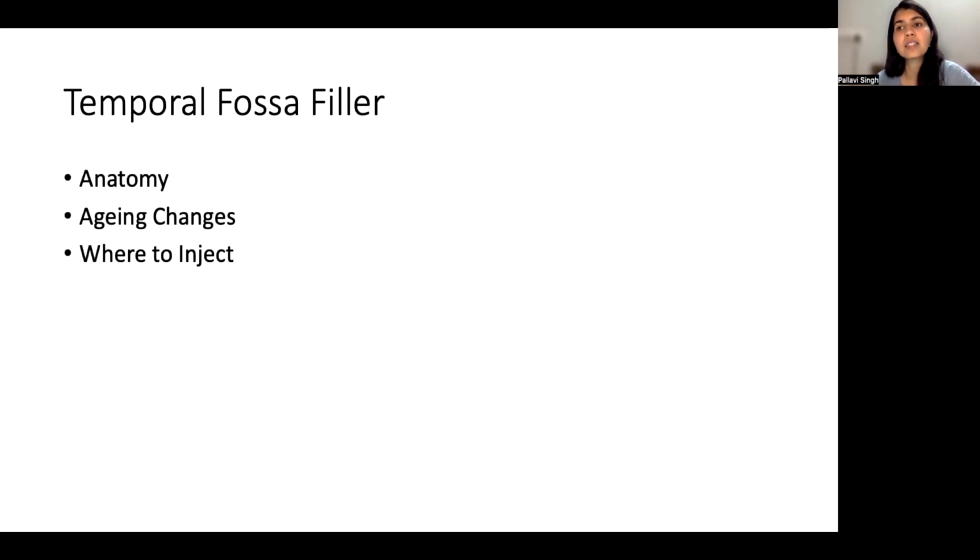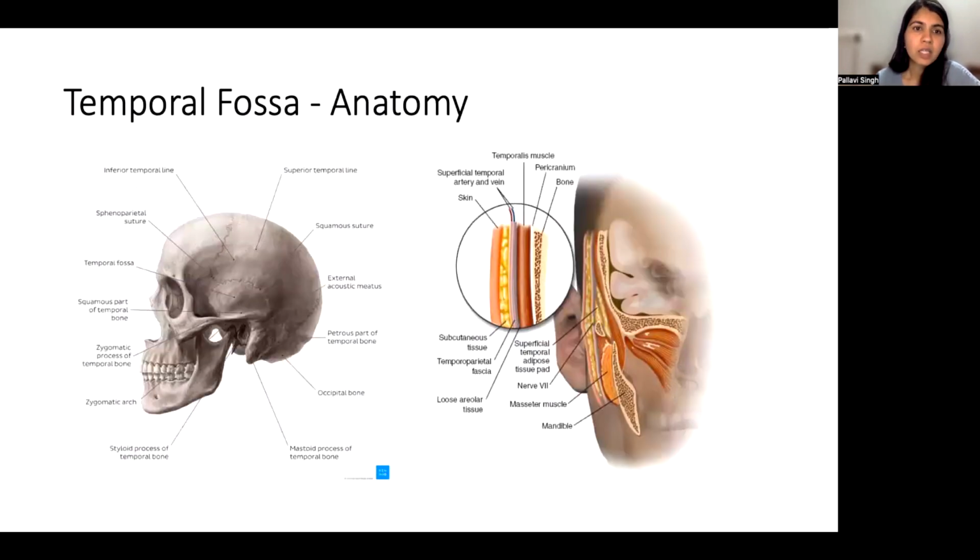Again, another area that is one of my favorite areas to inject is the temporal fossa. Now we know what the temporal fossa is. It's essentially this bone which lies behind the lateral orbital rim and above the zygoma over here. And what you have on top of that is the temporalis muscle, the deep and the superficial temporal fascia.